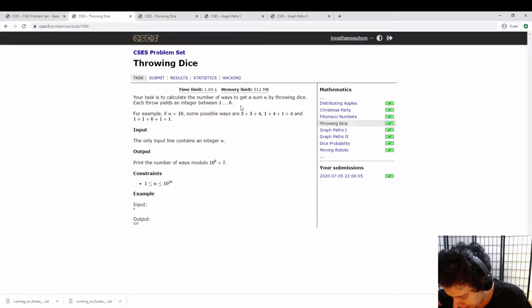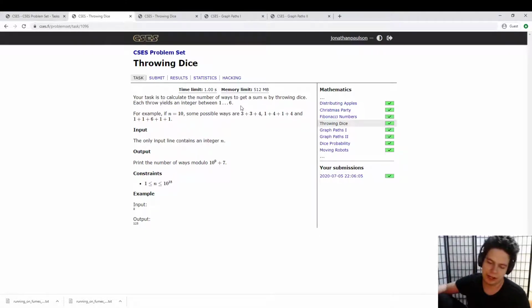And why is that? Maybe it's easier to think about the first roll. The first roll is 1, and then you get n minus 1. Once you have n minus 1, you throw another 1, and then you're done. That's a way. And the same thing for 2 through 6.